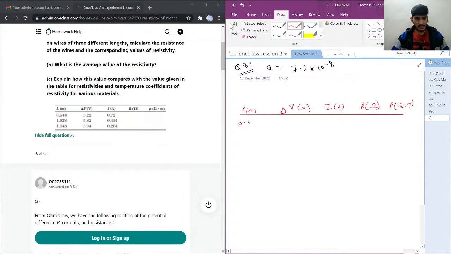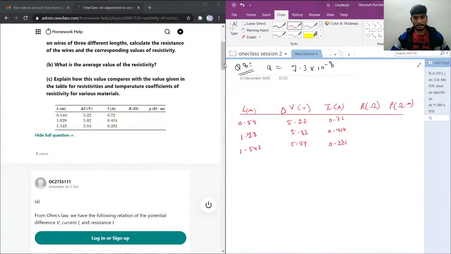Now the lengths given here are 0.54, 1.28 and 1.543, and the voltages are 5.22, 5.82 and 5.94. Current.